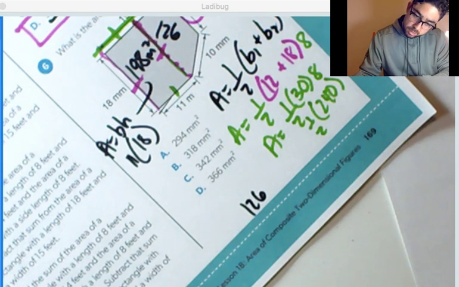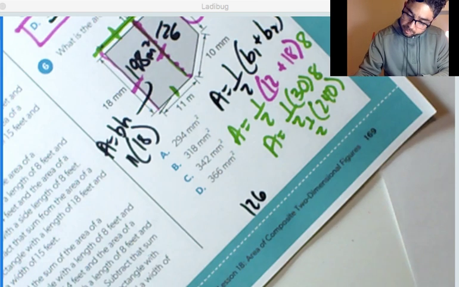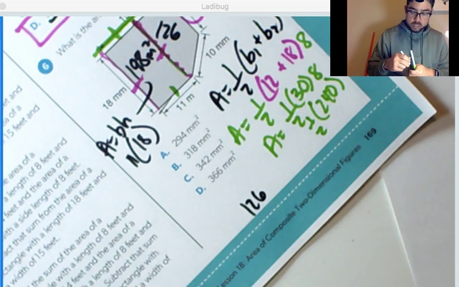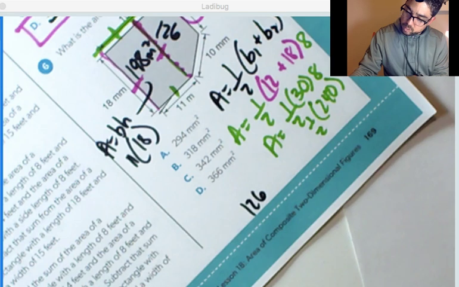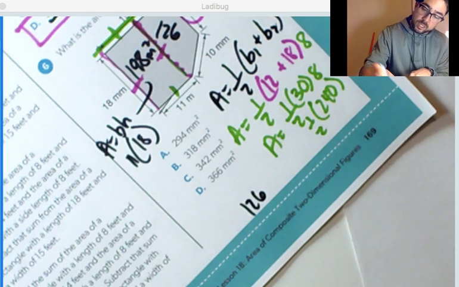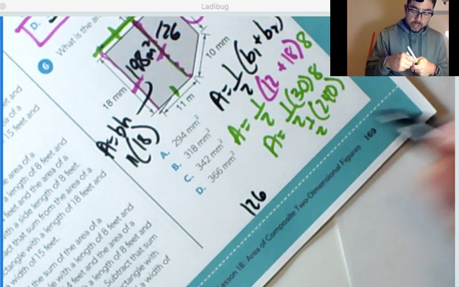1/2 times base 1, 12 plus... I put 18 instead of 8. Or let's see. No, it was 18. That's the height. 19 minus 11 is 8. 30 times 8 is 240. Oh, this was 126. So that should have been 120. It should have been 318.